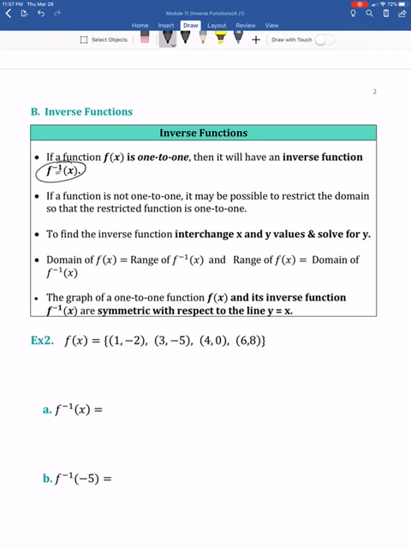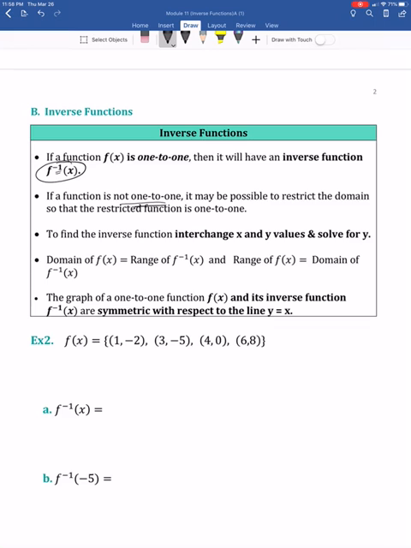And it says here if a function is not one-to-one, it may be possible to restrict the domain so that the restricted function is one-to-one. So if it's not one-to-one, is it possible to find an inverse function? We would have to do a restriction for it to have a possibility, and it still might not be true. So again, that's something we have to keep in mind.